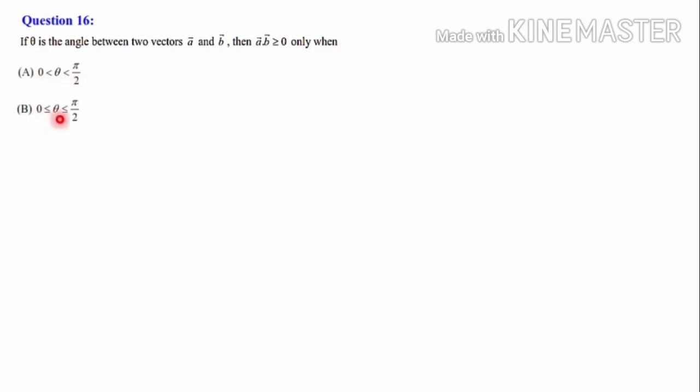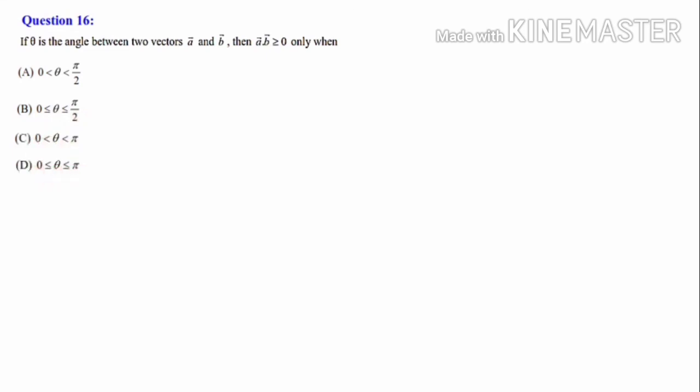Next we shall discuss question number 16. The question is, if theta is the angle between two vectors, vector A and vector B, then A dot B is greater than or equal to 0 only when, four conditions are given to you: 0 less than theta less than pi by 2, 0 less than or equal to theta less than or equal to pi by 2, 0 less than theta less than pi, and 0 less than or equal to theta less than or equal to pi.